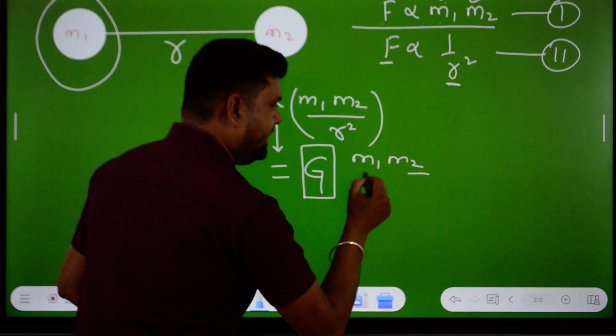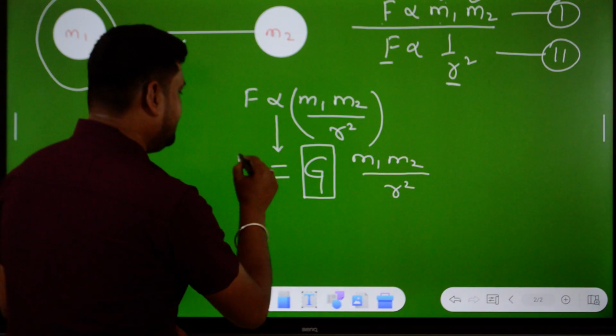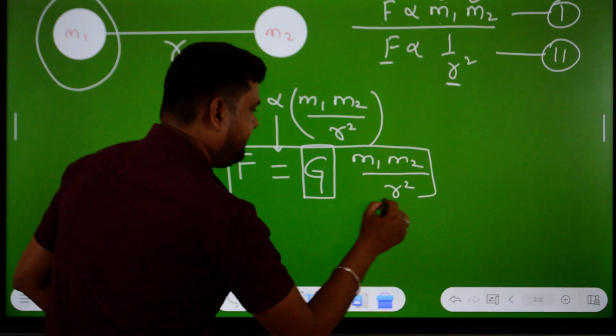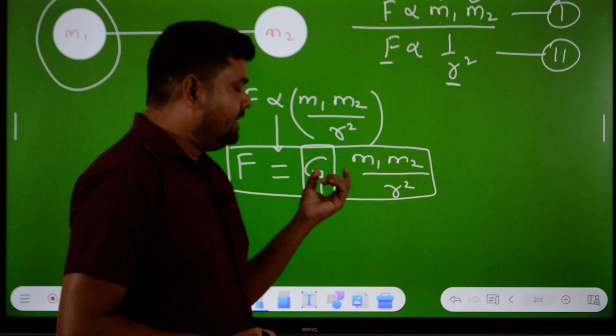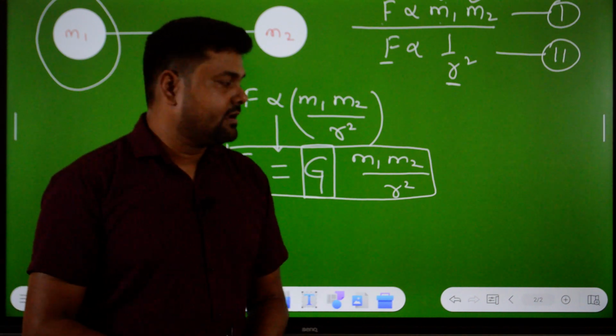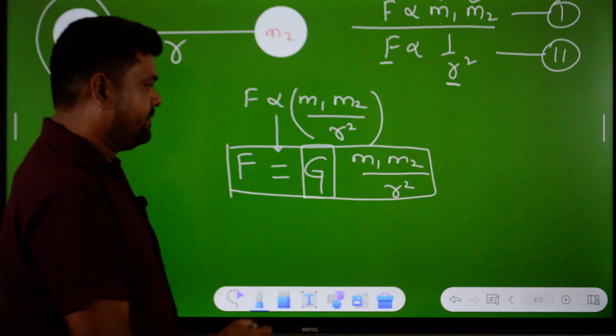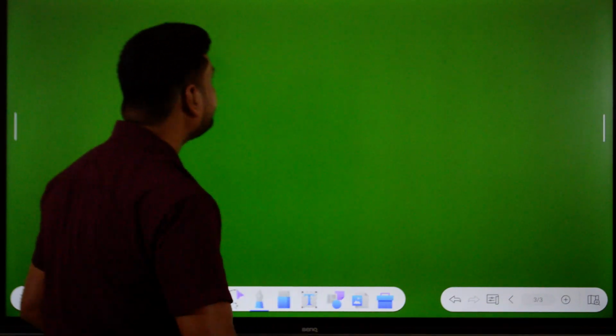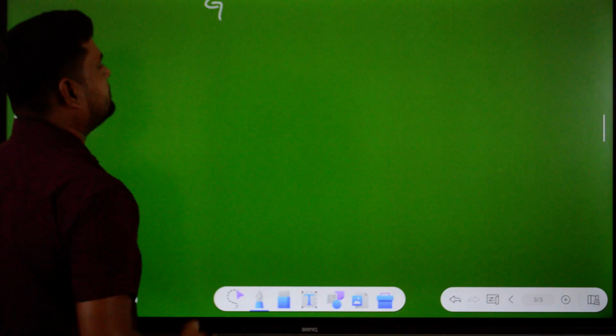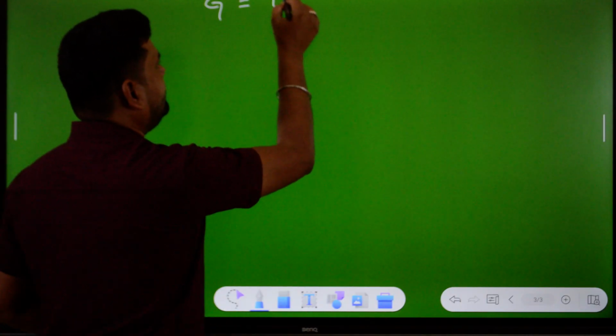m1 into m2 by r square. So that's the force acting between two masses kept at some separation r. The force is equal to G m1 m2 upon r square. Now this G, this capital G that you saw, is nothing but the universal gravitational constant.